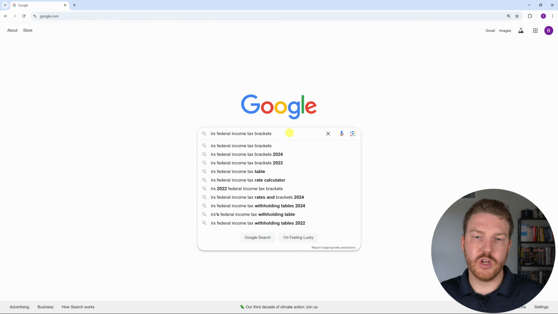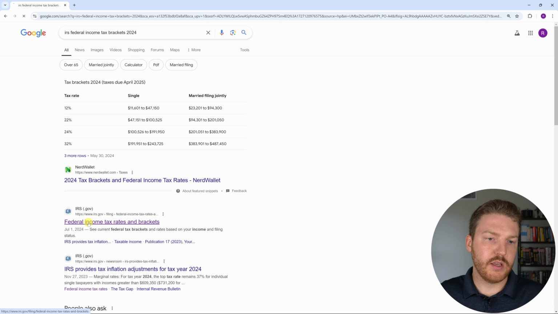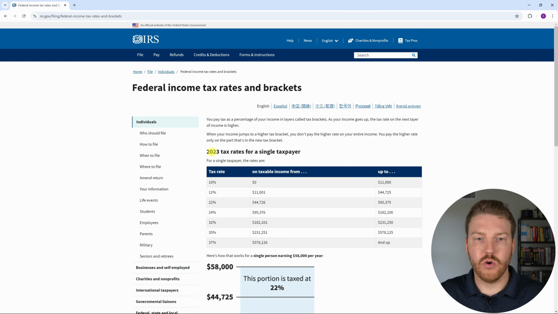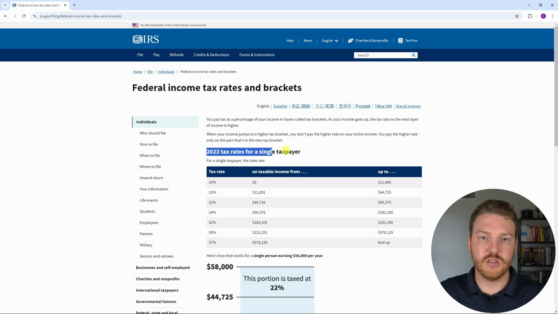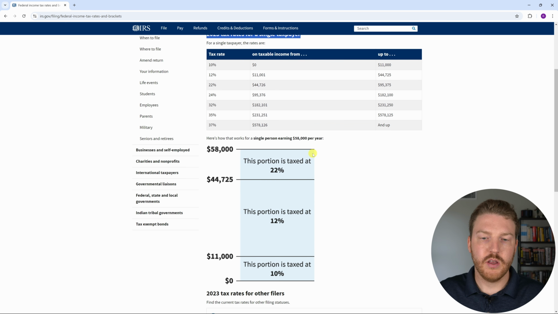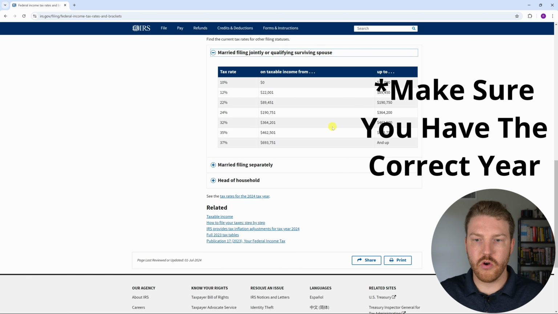So how I would suggest updating these numbers is you can go to Google and look up IRS federal income tax brackets, or you could look specifically for the year that you're interested in. So for me right now, it's 2024. So I'll do 2024 and I'll see this IRS government link. I'll click that one. So here is 2023 for single taxpayers. And then if I scroll down, I have married, filing separately, filing jointly. So there's the married one.